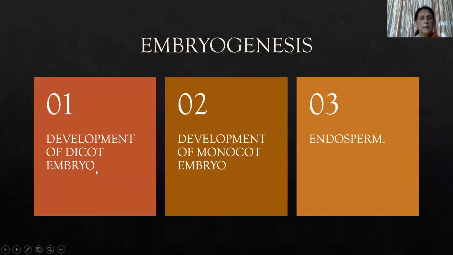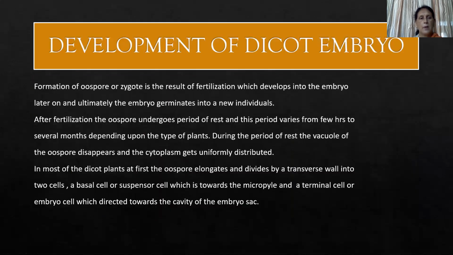In the next slide, you see that today we are going to discuss three topics. First, the development of the dicot embryo; second, the development of the monocot embryo; and then the development of endosperm. First, the development of the dicot embryo. As we know, a dicot seed has two cotyledons, and dicot embryo development is quite different from monocot embryo.